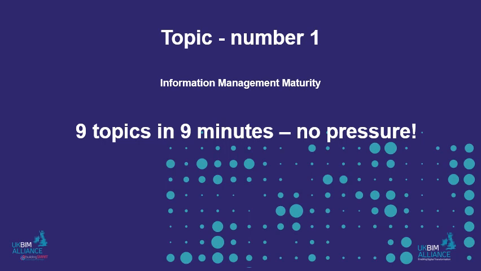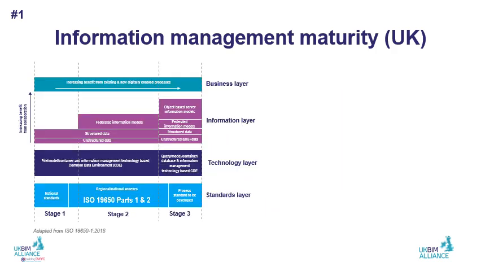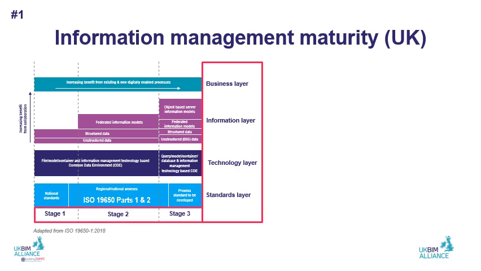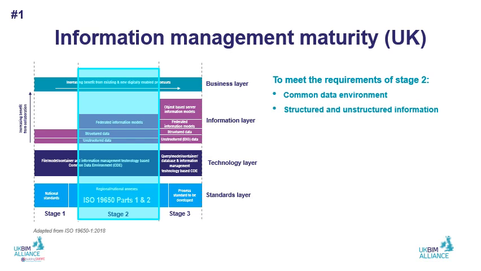Topic number 1, Information Management Maturity. The much loved BIM maturity wedge is now replaced with these blocks in ISO 19650 Part 1, which are made up of different layers, and maturity is now measured in stages rather than levels. For Stage 2, the overall requirements haven't changed. You still need a common data environment, structured and unstructured information, which are brought together to form different federated information models. When we come down to the standards layer, we need to look at this with our UK goggles on.